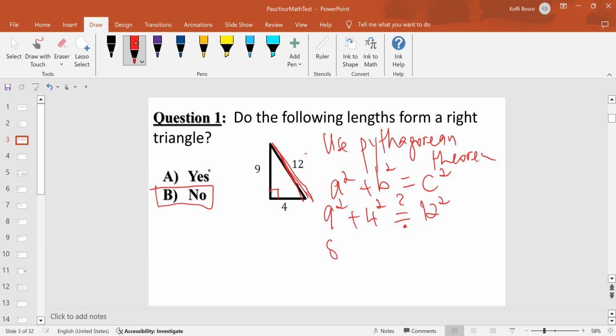So 9 squared is 81. 4 squared is 16. Can we say that this is 144? 12 squared is 144, 12 times 12. 4 squared, 4 times 4. 9 squared, 9 times 9. Okay, if you add this, you get 97. But 97, is it equal to 144? No. That's why this is not a right triangle.